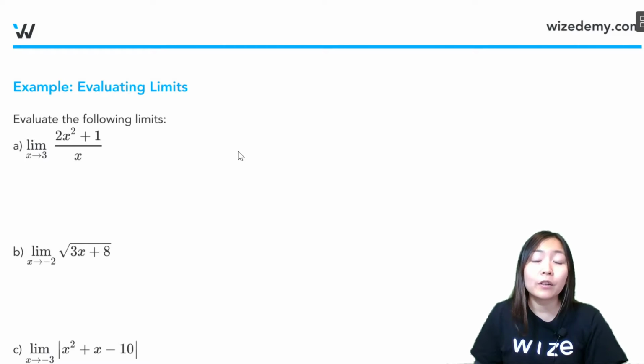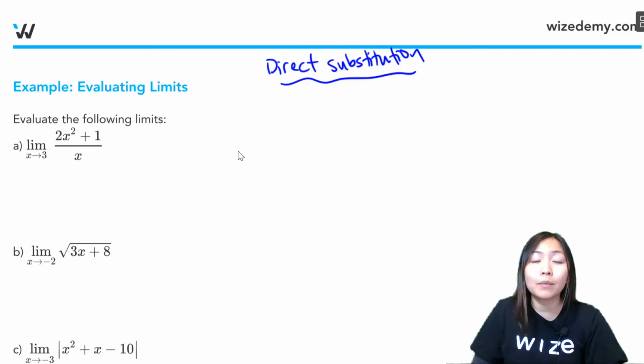Okay, a quick example here. Let's evaluate these limits. Now that we know our direct substitution rule, this is our golden rule when it comes to limits. So the first thing we want to do is sub in whatever x value it's approaching. So here we're going to sub in x equals 3 and see if we get something that makes sense.